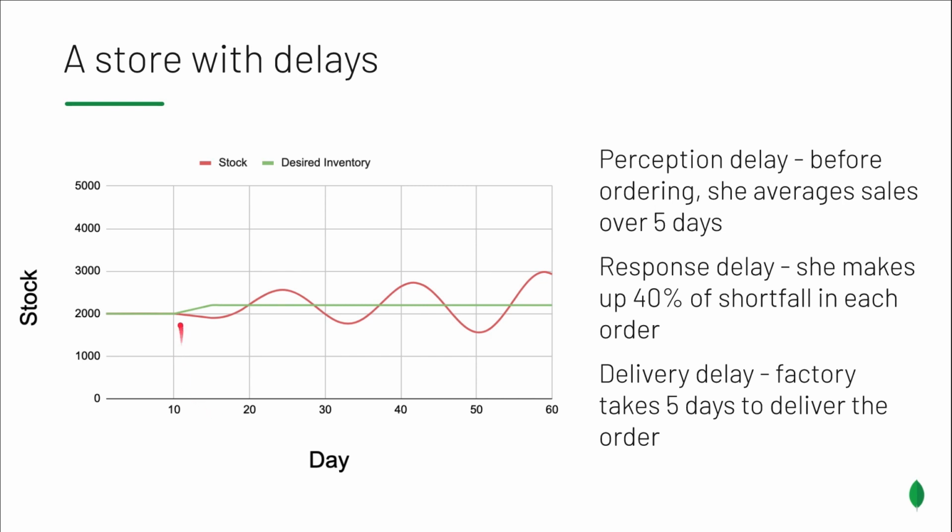We have a perception delay, so before ordering, the manager averages sales over a 5-day period. We have a response delay. She makes up a certain percentage of the shortfall in each order, in this case 40%. And then we have a delivery delay where it takes 5 days for the factory to deliver the order. And as you can see, over time, the inventory starts to oscillate, and the oscillations start to grow larger over time as well. So this is not ideal.